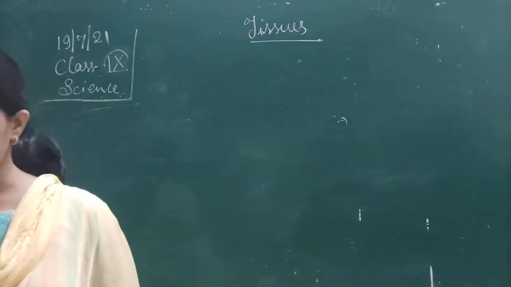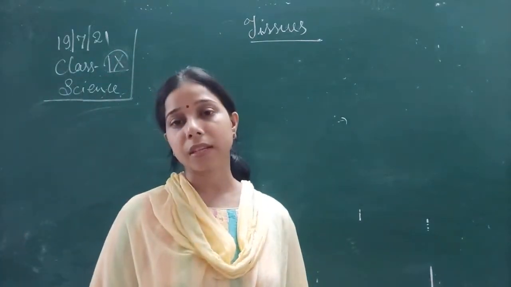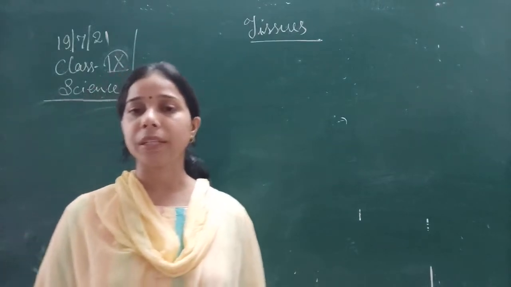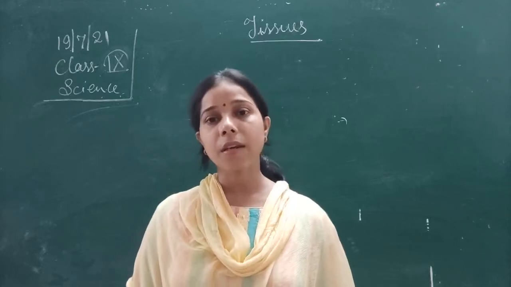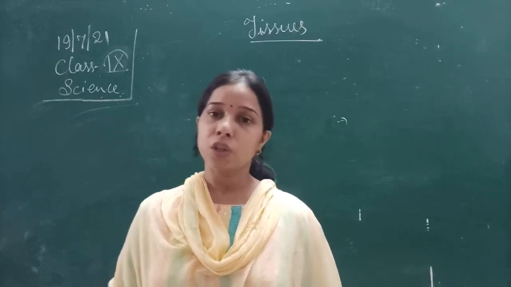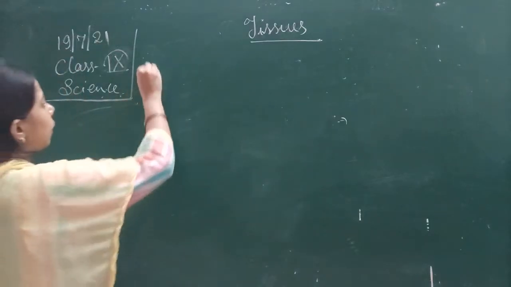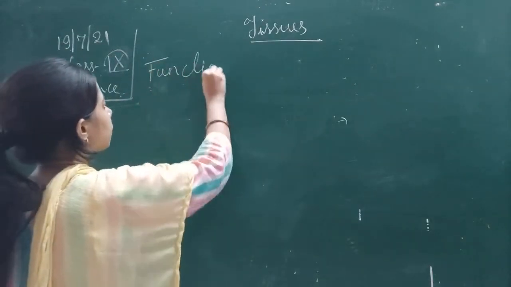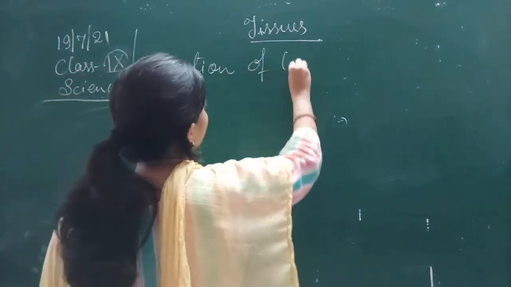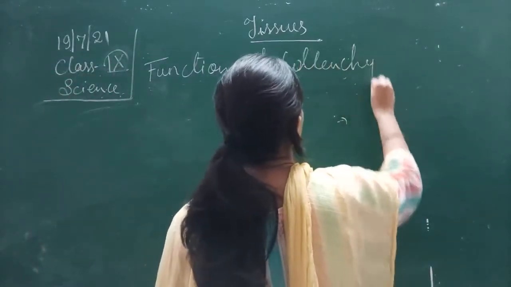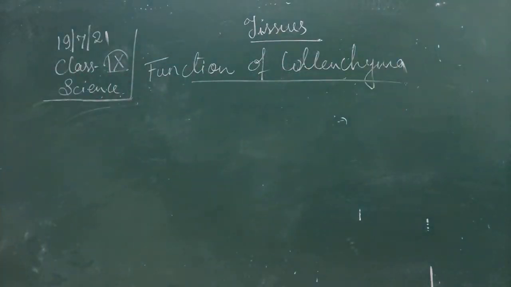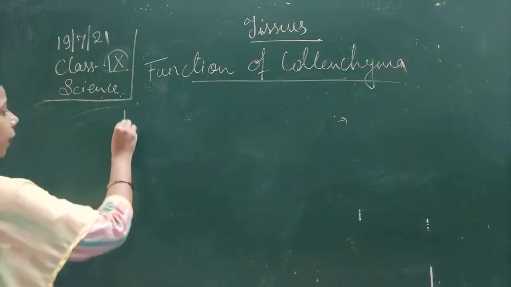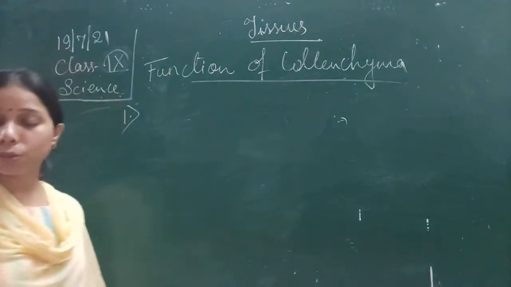And also students, there are some collenchyma which consist of chlorophyll and are responsible for performing the process of photosynthesis. On the basis of that, if we discuss the function, let me write here the function of the collenchyma. The first one: it provides mechanical flexibility to the plant.